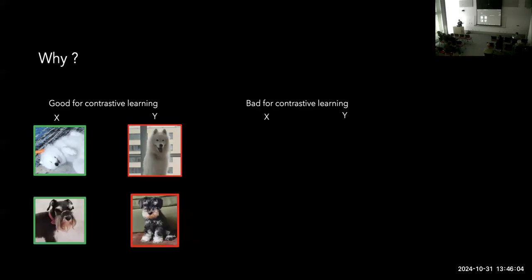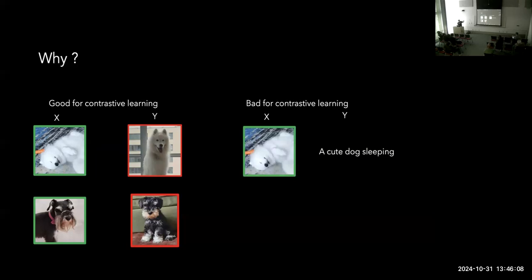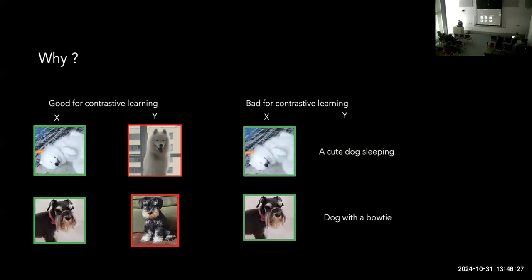However, the case where it doesn't work well is, say, you have the picture of the dog and a description, like here, a cute dog sleeping. The only information that is really useful is that there's the dog and it's sleeping. There's not too much information you can use for both of them. Similarly here, a dog with a bow tie, there's not too much information.